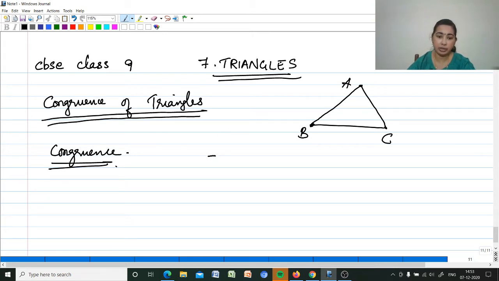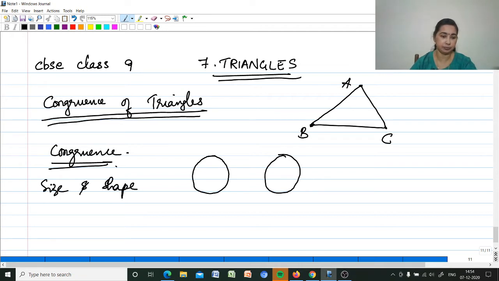Or if I am drawing two circles of radius 2 centimeter, both are same figures, both are congruent. Their size as well as shape will be same. So if it is congruent, it means that its size and also its shape will be same. That's called congruent. Its size and shape both will be same.